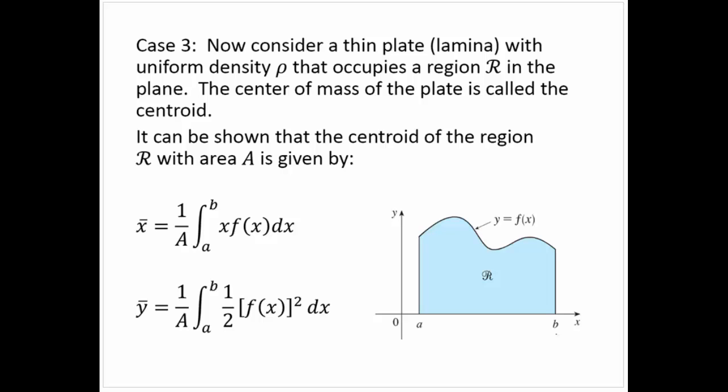It can be shown that the centroid of the region R with area A is given by the points x bar is equal to 1 over A times the integral from a to b of x f of x dx, and y bar is equal to 1 over A times the integral from a to b of 1/2 of f of x squared dx. A proof of these statements is available in your textbook.